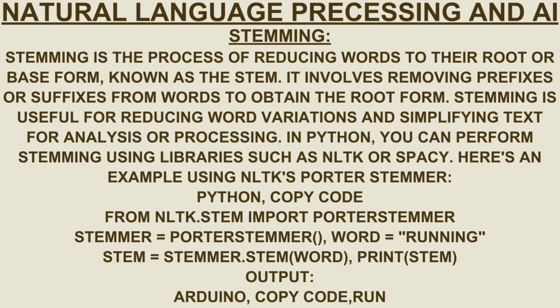Stemming. Stemming is the process of reducing words to their root or base form, known as the stem. It involves removing prefixes or suffixes from words to obtain the root form. Stemming is useful for reducing word variations and simplifying text for analysis or processing. In Python, you can perform stemming using libraries such as NLTK or spaCy.